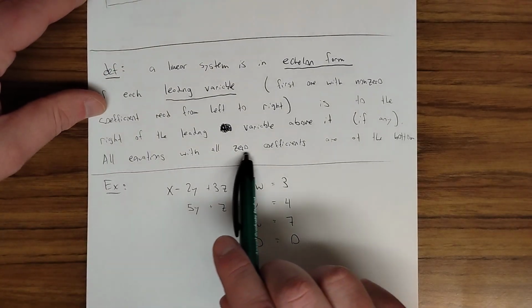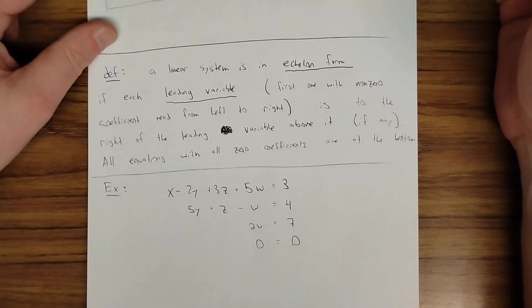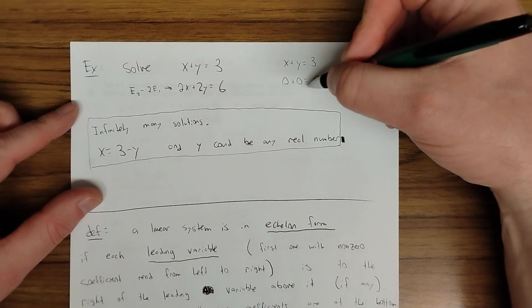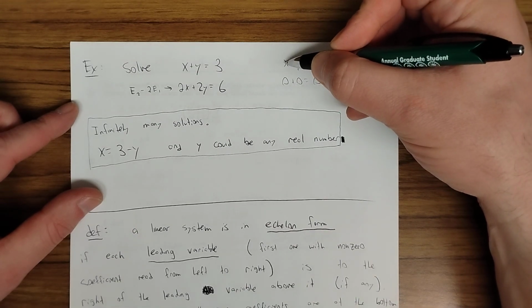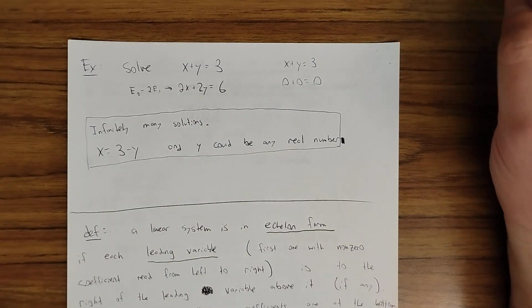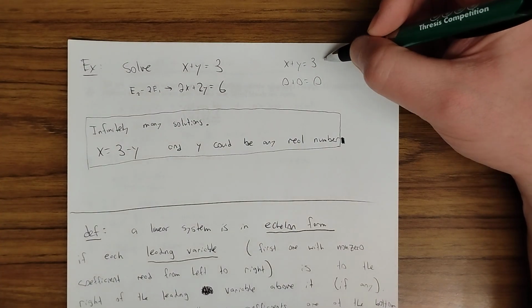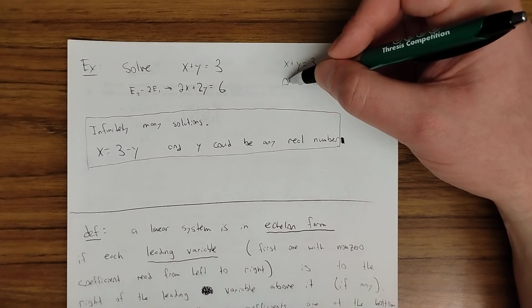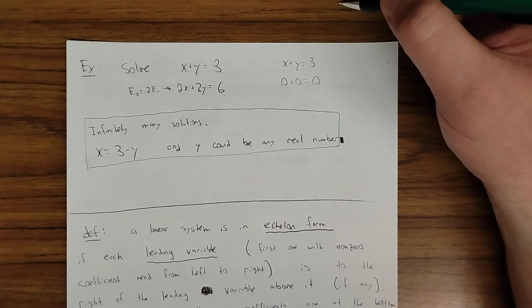Also, any equations that have all zero coefficients should be at the bottom. So, for example, here this is a system in echelon form because there's no requirement for the top row, because the leading variable is x, but there's no row above it. I'm using the words row and equation interchangeably here, by the way. So when I point to this equation, I'm calling it a row. But the point is, the row that has all zero coefficients is at the bottom.